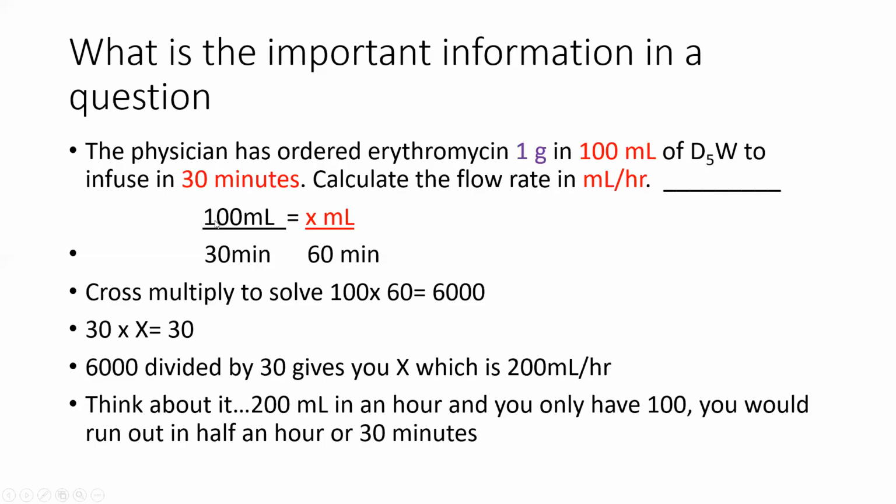So I cross multiply 100 times 60, that gives me 6,000. 30 times x gives me 30x. 6,000 divided by 30 gives you x, which is 200 milliliters an hour. So think about that. 200 milliliters an hour, and you only have 100 milliliters, you would run out in half an hour, which is 30 minutes.